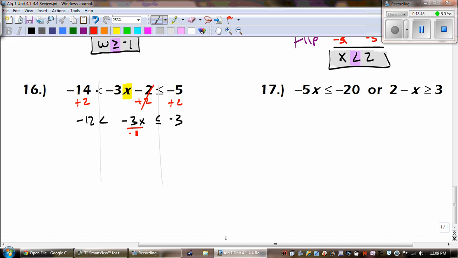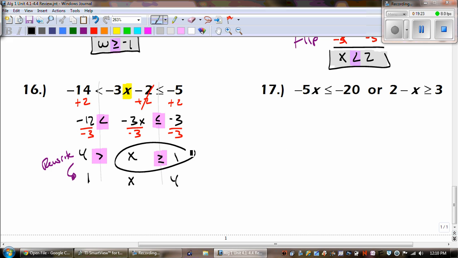Okay, to get the x by itself, we have to divide by negative 3. And when we divide by a negative, we have to make sure that we flip all those signs. So I'm going to do that first. x is in the middle. Negative 12 divided by negative 3 is 4. Negative 3 divided by negative 3 is 1. Now when I see this, we need to make sure that these are in order from least to greatest. So we actually have to rewrite this. And the 1 comes first, then the x, and then the 4.